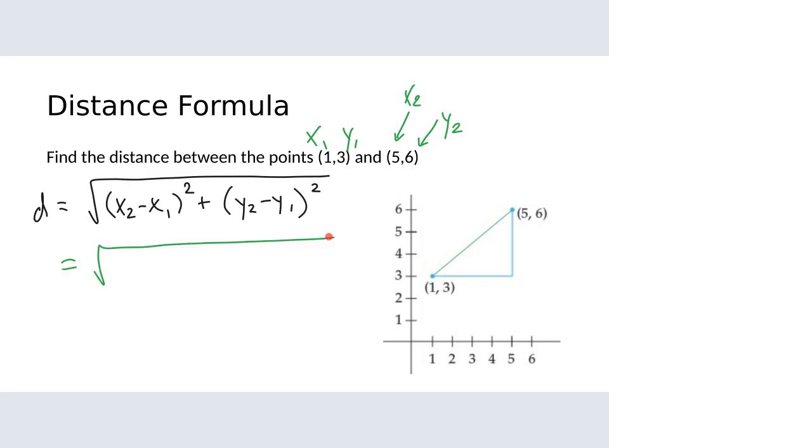So square root of, all right, let's see, x2 minus x1. So here that'll be 5 minus 1 squared. And then y2 minus y1 will be 6 minus 3. When we simplify here, order of operations still holds. We're going to start inside the parentheses. If we ever have work to do inside parentheses, that's what we're going to do first. So we'll have 5 minus 1 is going to be 4 squared, and 6 minus 3 is going to be 3 squared.